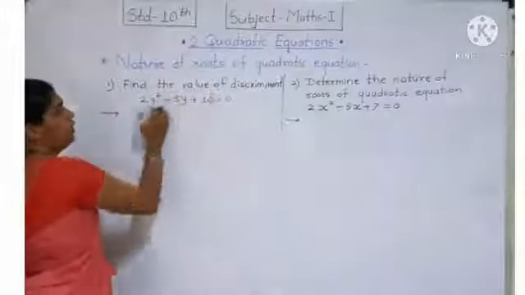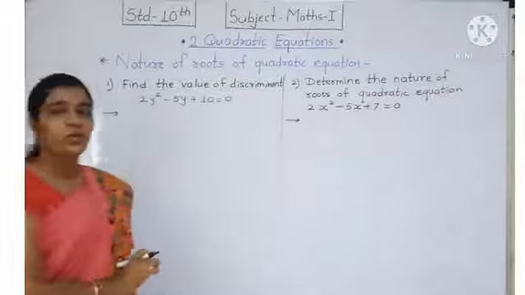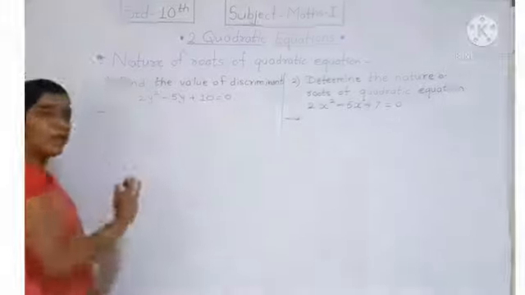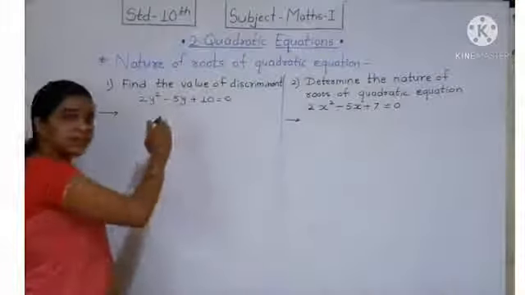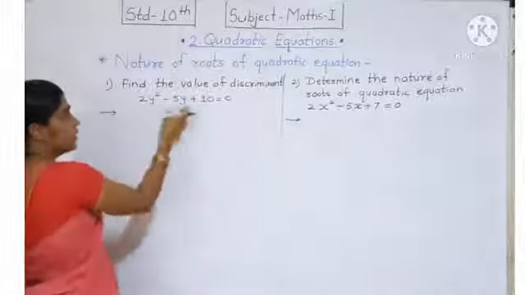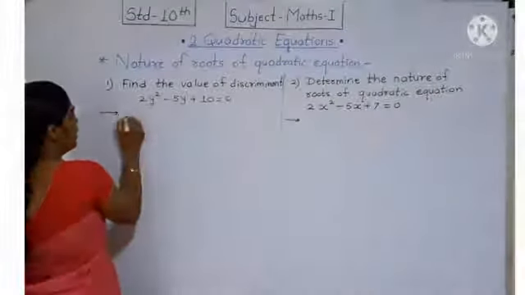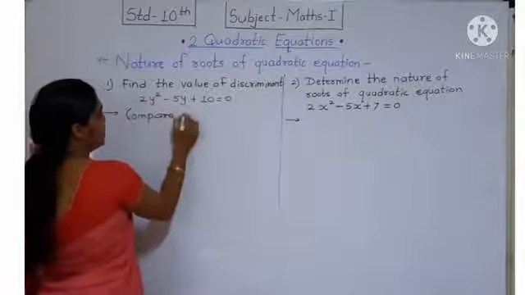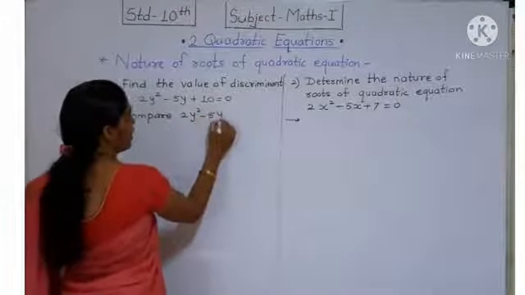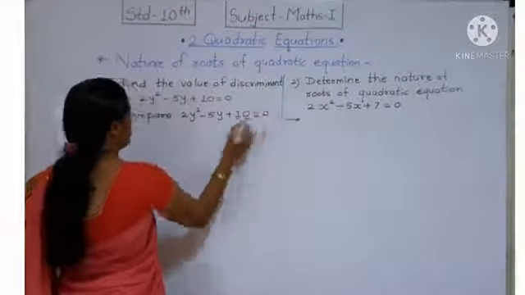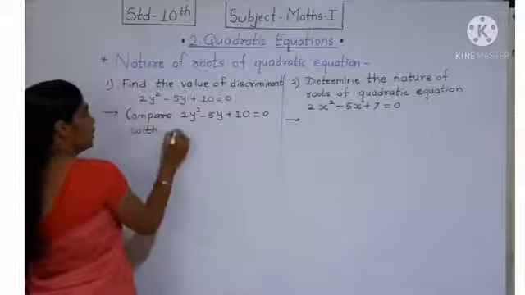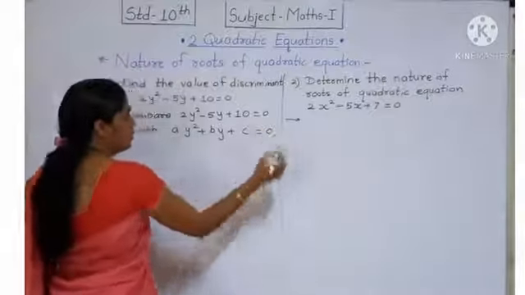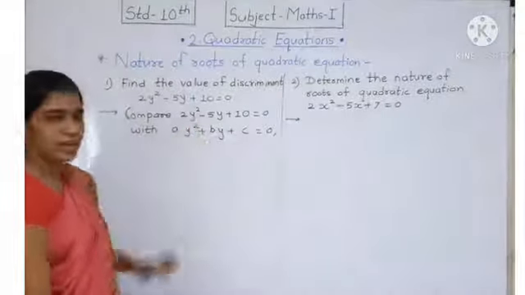We have to find the value of discriminant, that is, we have to find the value of delta, means b² minus 4ac. For finding b² minus 4ac, we have to write the values of a, b, c. It is in the standard form. So we compare the given equation 2y² minus 5y plus 10 is equal to 0 with ay² plus by plus c is equal to 0. Here the variable is y, so we write here y.